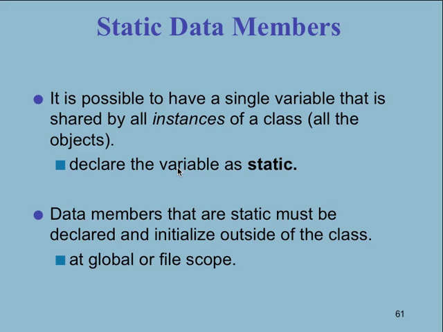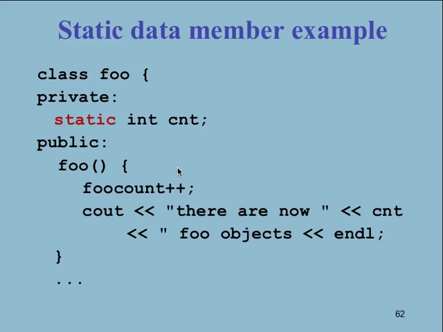Static data member, you declare the variable with the keyword static on it. So hopefully you'll take that concept away from today. And the data members that are static must be declared and initialized outside of the class. They can't be initialized inside of the class because they're static. They're only visible outside, so you can't use them through the instances. So it's at the global or the file scope when you use it.